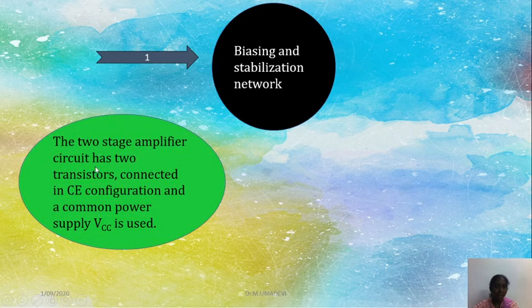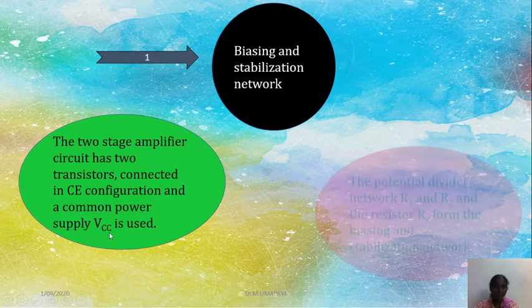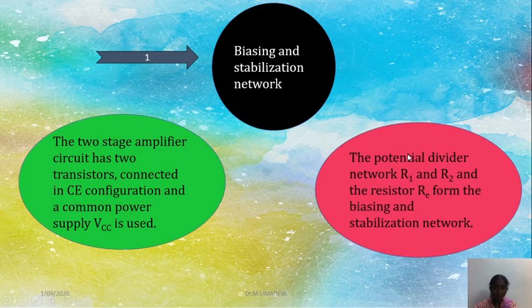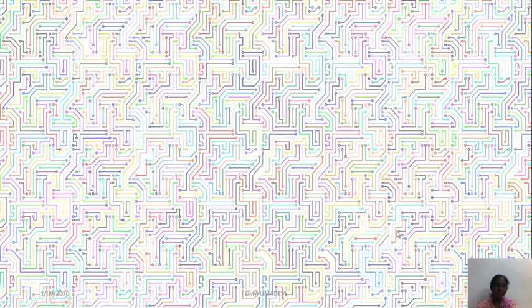The two-stage amplifier circuit has two transistors. We know that Q1, Q2 are both NPN transistors, and they have CE configurations. You know that CE means common emitter configuration. That means the emitter is common for both input and output and has a common power supply VCC. Then this is about the biasing, and as far as the stabilization is concerned, the potential divider network R1, R2 and RE forms the biasing and stabilization network.